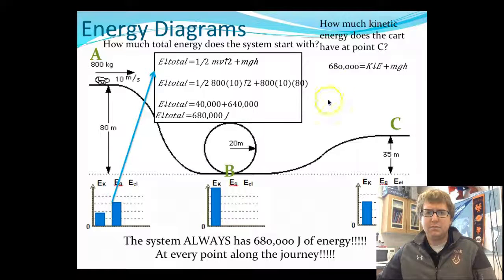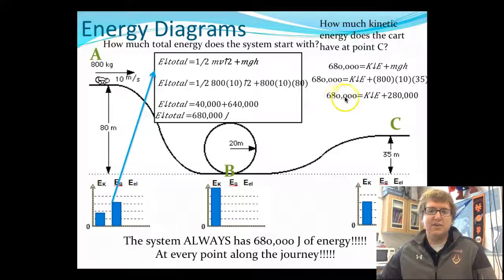Okay? So 680,000 equals our kinetic energy, plus our mass times our gravity times our height, which is 800 times 10 times 35. We get 680,000 joules equals our kinetic energy plus our gravitational energy, which is 280,000 joules. We subtract 280,000. Our kinetic energy is 400,000 joules. Now, given that it's 400,000 joules, we then could figure out our velocity at this point. We just plug it in for here. We know the mass of the object. We could solve for velocity.